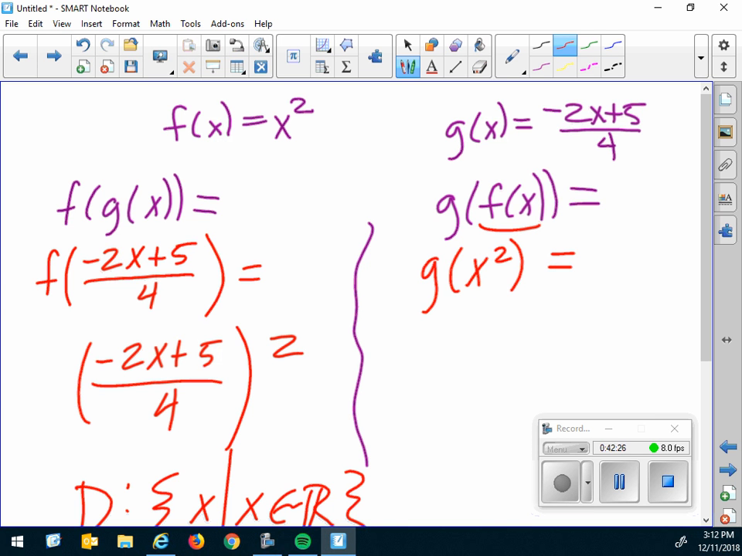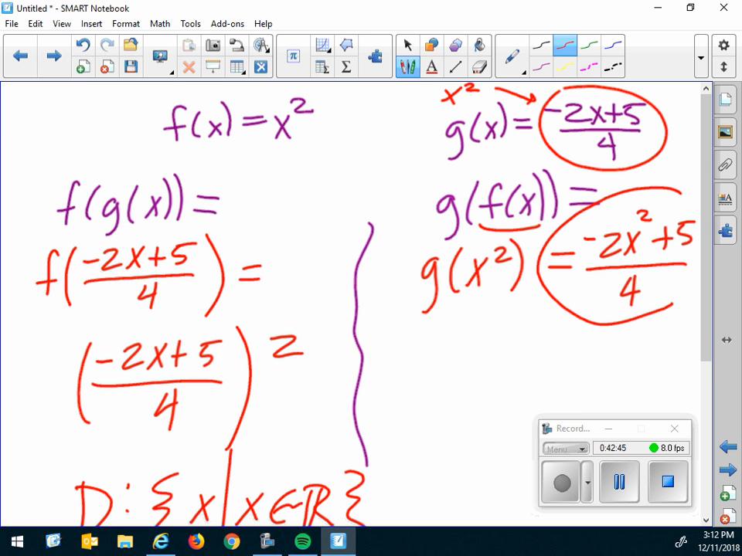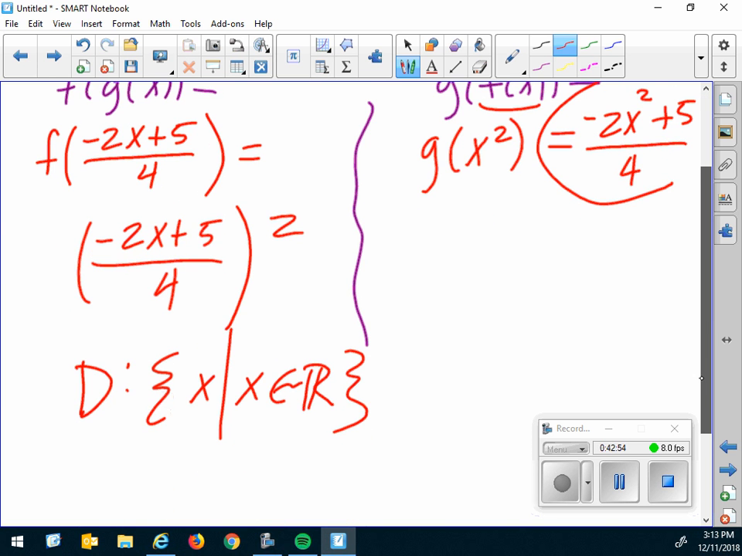Let's do g of f of x. Which function goes first? F. What is f? So what's going into g? So write down g of x squared. Now remember, the function g does this. So you put x squared in. What spits out? Negative 2x squared plus 5. That's it. Because they didn't have x's. What's the domain?